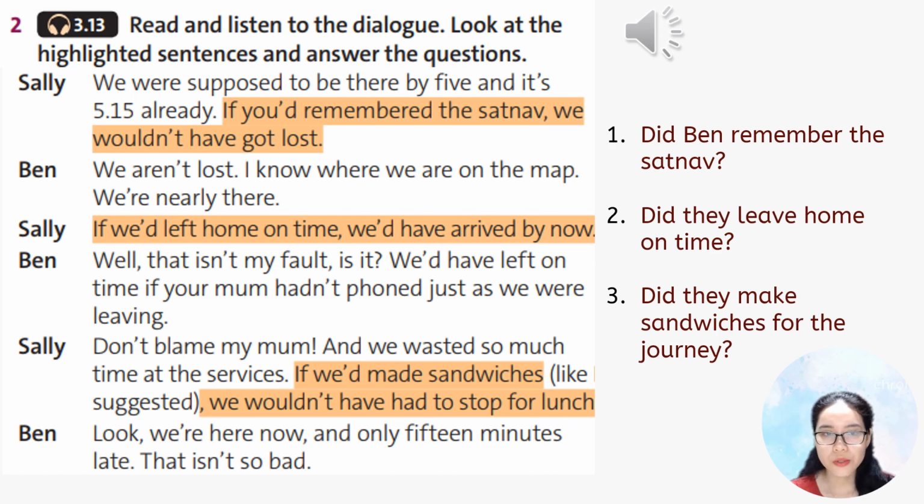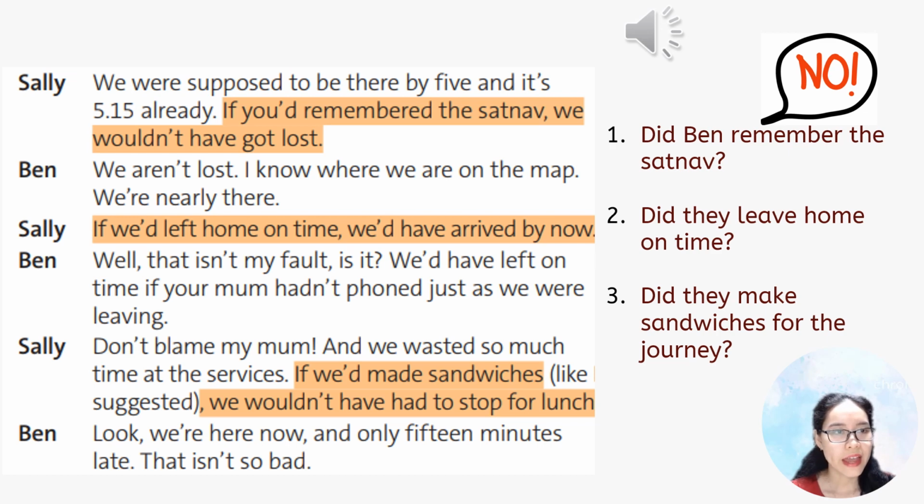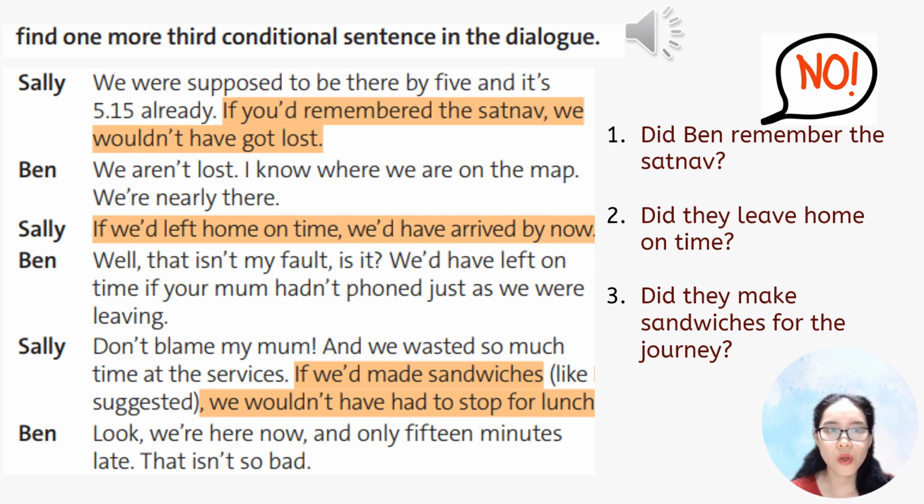So, according to these sentences, Ben didn't remember the sat nav. And then they didn't leave home on time. And then they didn't make sandwiches for the journey. Now, can you find one more third conditional sentence in the dialogue? Here it is. We had half left on time, but if your mom hadn't phoned just as we were leaving. So these sentences, they are third conditional sentences.